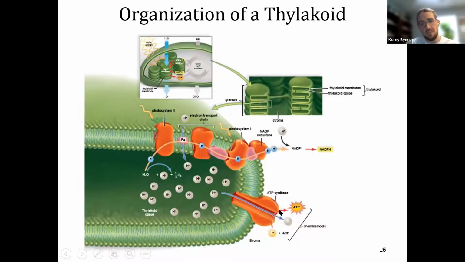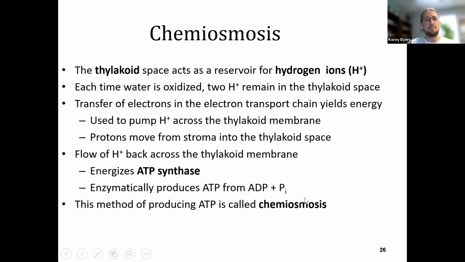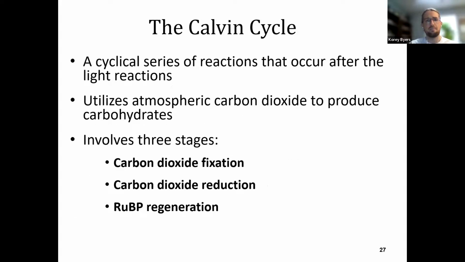This is chemiosmosis, building up a gradient to utilize that electrical energy to make ATP, to make energy. So the flow of that back across the thylakoid membrane energizes ATP synthase and allows us to phosphorylate ADP to make ATP, that high energy compound. So where were we? Thylakoid. What did we do? Make ATP and make NADPH.